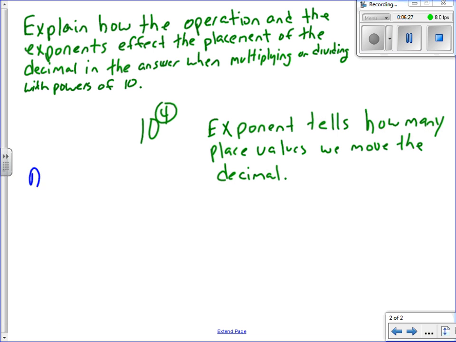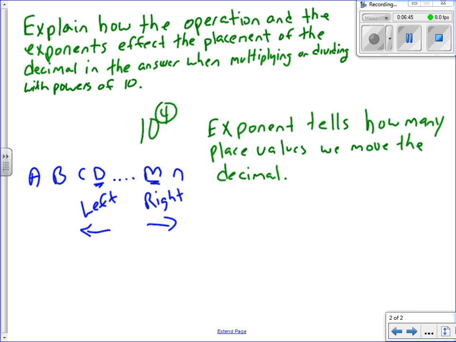Remember our little trick. Remember the alphabet, A, B, C, D, so on, all the way to M, N. Division, multiplication. Division is on the left side. Multiplication is on the right side. So when I divide, I move the decimal to the left. When I multiply, I move the decimal to the right. And that's what I need to remember.